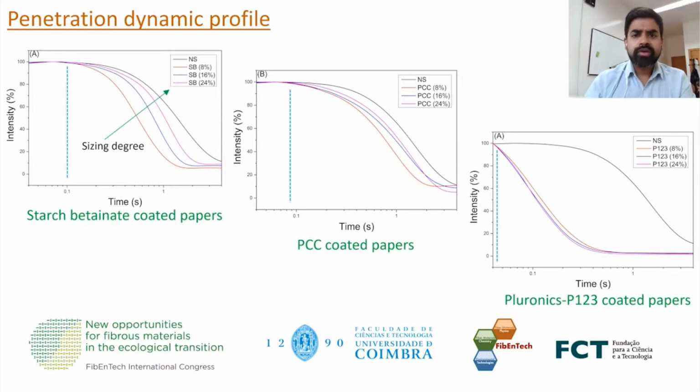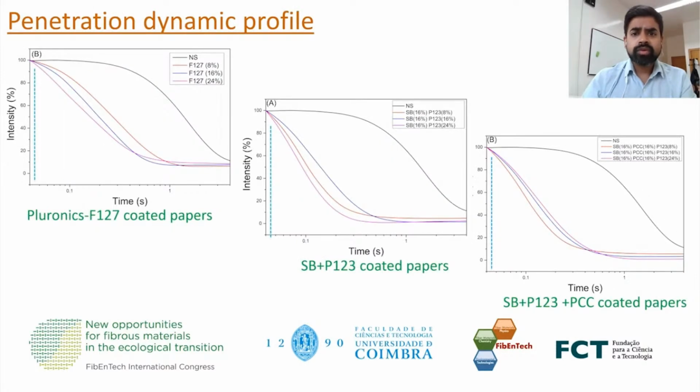The following trend shows the sizing of the coated papers. Here it can be seen that the sizing increased with increasing starch betainate and PCC concentration. The start of water absorption was still the same as for Pluronic coated paper for the combination thereof. A quick penetration of water and sufficient sizing degree can be seen in starch betainate, Pluronic and PCC coated papers, which are in good relationship with the higher printing qualities.